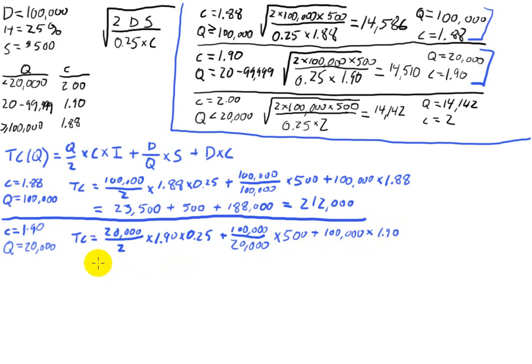So, what does this all add up to? We end up with $4,750 worth of holding costs, and we end up with $2,500 in ordering costs. 100 divided by 20 is 5, times 500 is 2,500. Plus 100 times $1.90 is $190,000 in materials cost, giving us a total cost of $197,250.